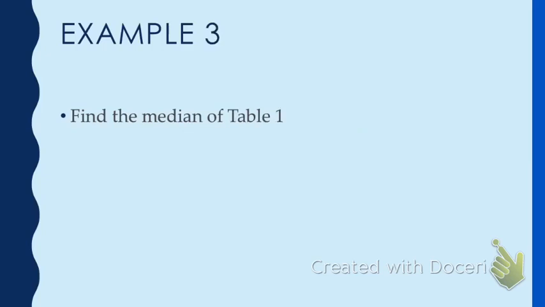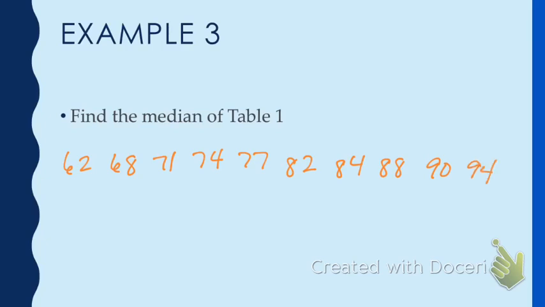Okay, the next one said find the median of table 1. So ordering them from least to greatest. What's the smallest? 62. 68. 71. 74, 77, 84. Perfect. And how many data points are there on this one?